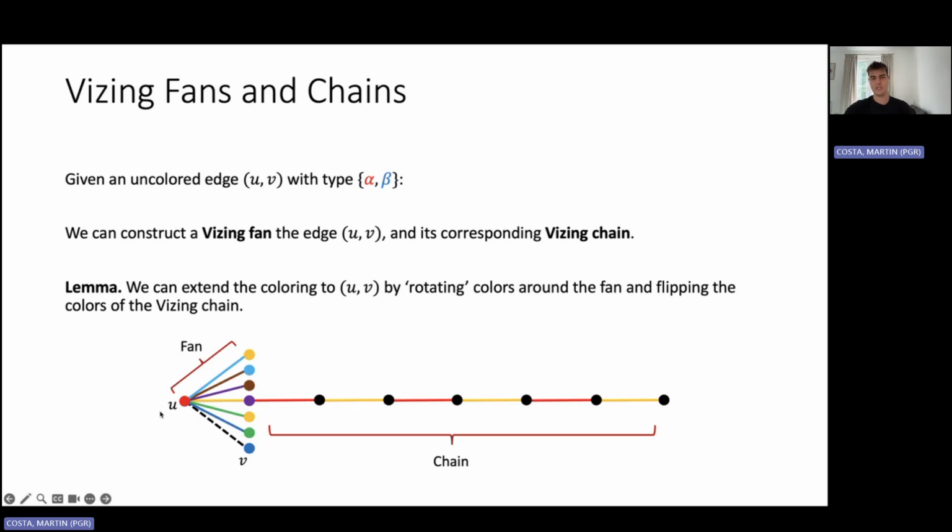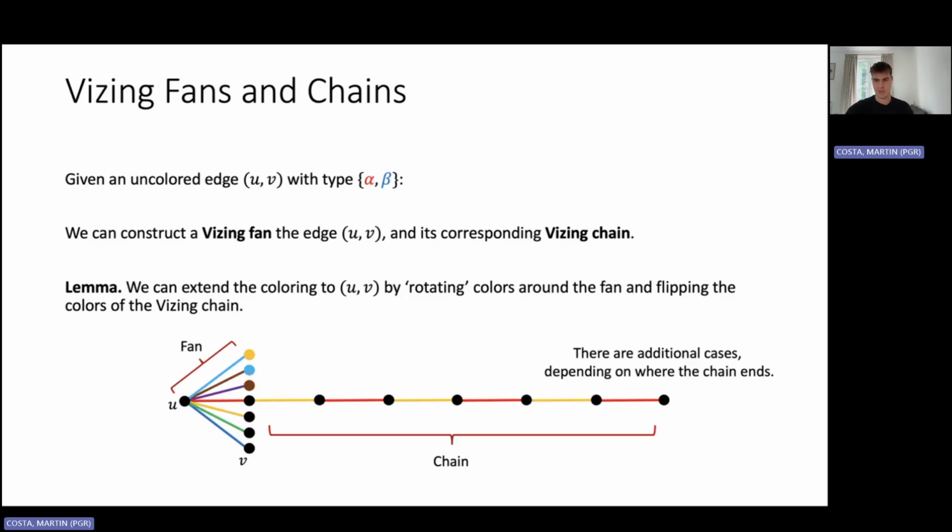And we can shift these colors so that this first edge on this alternating path is uncolored. And then we can flip the colors of this alternating path so that all of the red become yellow and all of the yellow become red. And this makes it so that the two endpoints of this uncolored edge are now missing the same color red. So we can just color this in red and we have successfully extended the coloring.